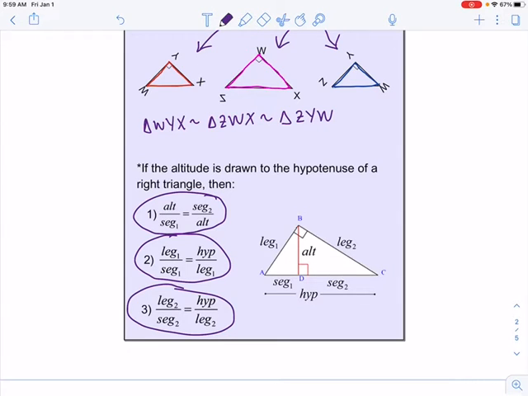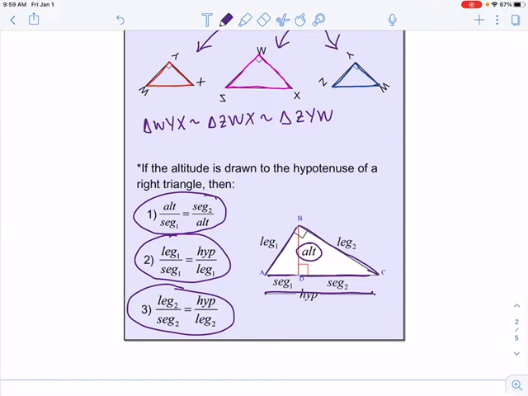Leg 1 is just this piece of the triangle here, which in that picture would be AB. Leg 2 would be the other side of that full triangle, which in this case would be BC. Segment 1 is just AD. Segment 2 would be DC. If I put segment 1 and segment 2 together, I get the entire hypotenuse of that big triangle. And my altitude is this red segment going down the middle here.